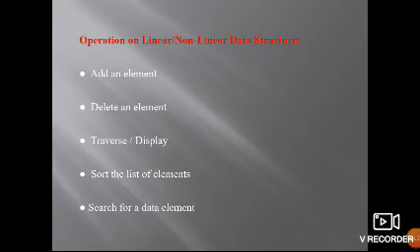Insertion: adding a new element to the existing list of elements. Deletion: removing an element from the existing list of elements. Display: printing the existing list of elements. Sorting: arranging the given list of elements in an order, which may be ascending or descending. Search: identifying whether an element is present in the given list or not. So these are the five operations that can be done on linear and non-linear data structures.